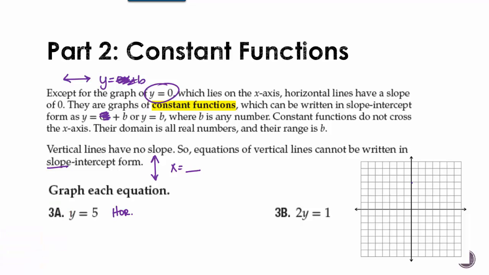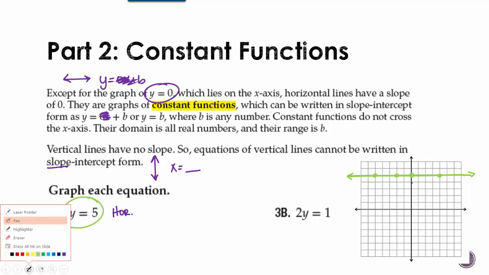So when I count 1, 2, 3, 4, 5, right here is where all of my y values equal 5. And that's it. Because it doesn't matter what your x value is, you go up 5 for every single one of these points here.